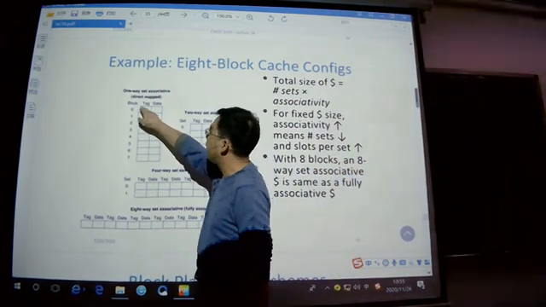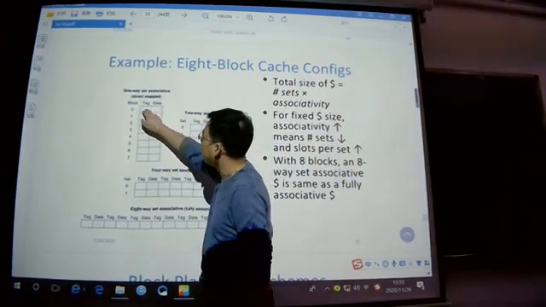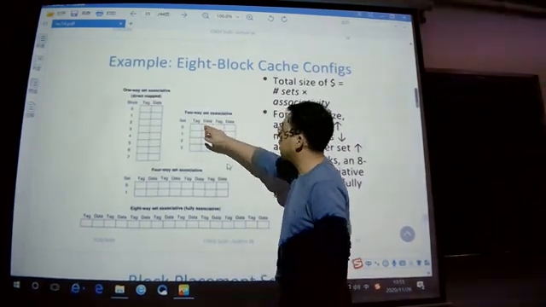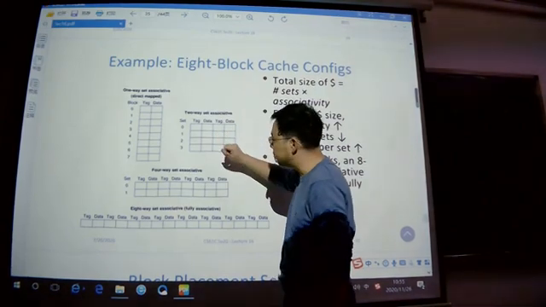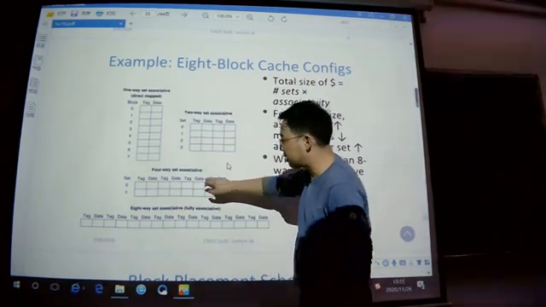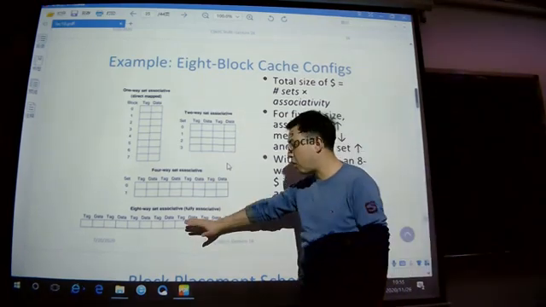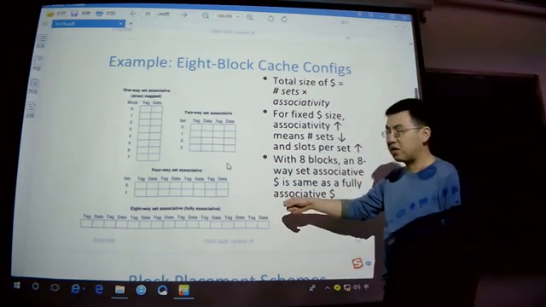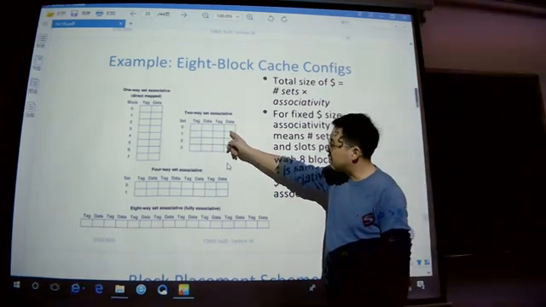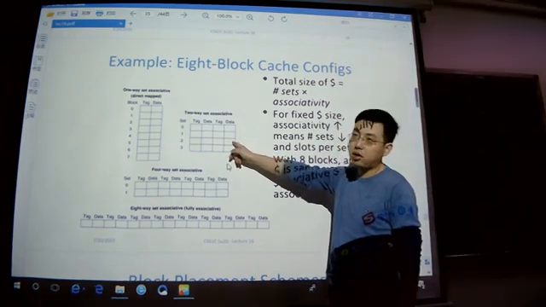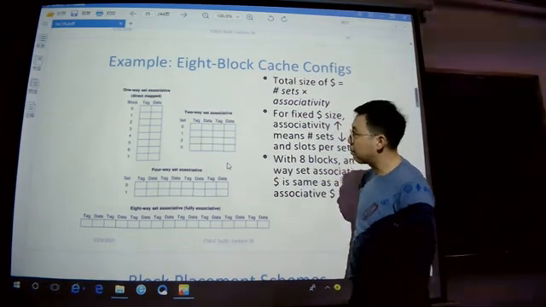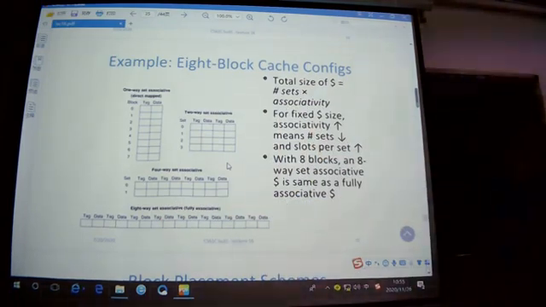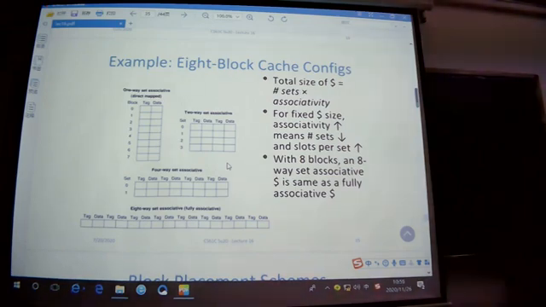What is one? Every row we have one tag and one data. This is one-way set. There are two tags, two tags and two data. This has 4 tags and 4 data. This has 8 tags and 8 data. But this structure is very complex because this structure is regular and used recently. But one-way set is simple, and in some conditions we can use one-way associative.